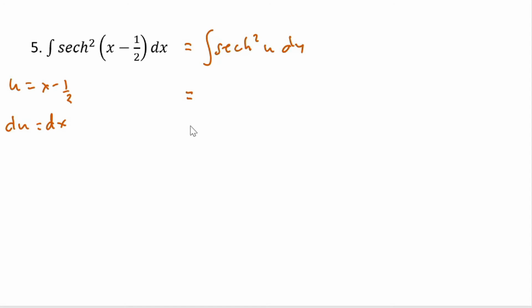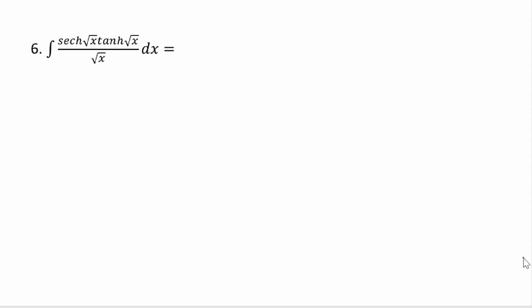And by using the formula, since there is a direct formula for integration of this given, we can just write now as the hyperbolic tangent of u plus a constant. And rewriting again the meaning of u, we have now the hyperbolic tangent of x minus 1 half plus a constant.